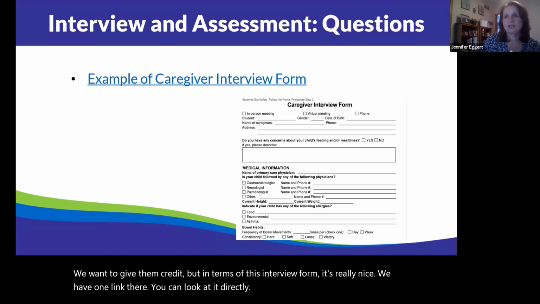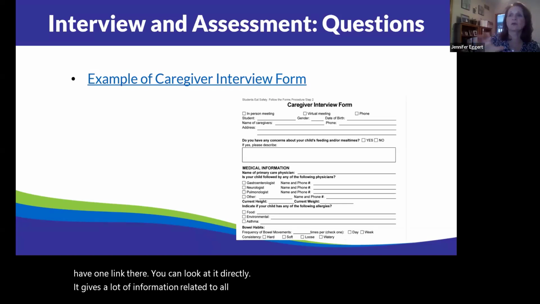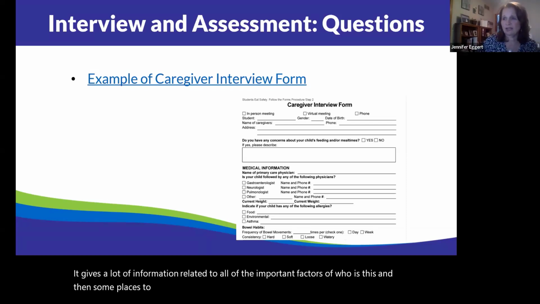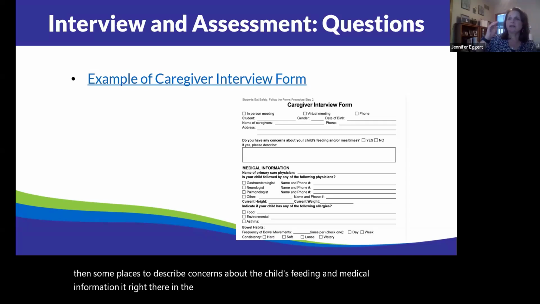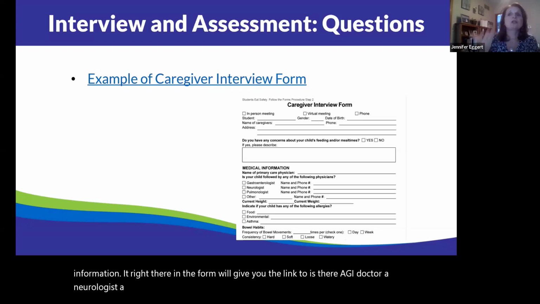It gives a lot of information related to all of the important factors of who this child is, and then some places to describe concerns about the child's feeding and medical information. Right there in the form it will give you the link to, is there a GI doctor, a neurologist, a pulmonologist, another doctor? It sort of clues you in.